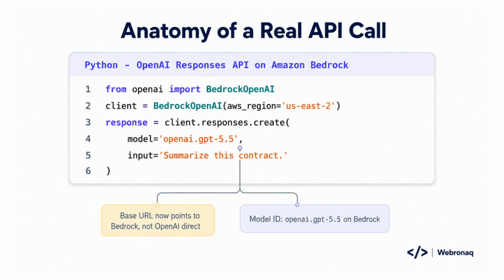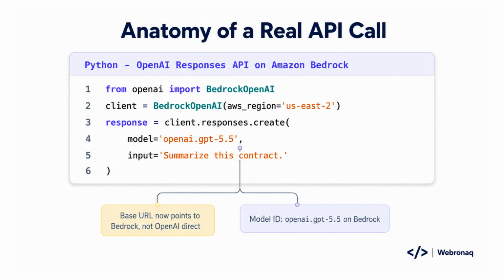Here is the interesting part. Let's look at actual code calling GPT 5.5 on Amazon Bedrock today. You import Bedrock OpenAI from the OpenAI Python SDK. You create a client, pointing it at the AWS region US East 2. That one line is the magic. The constructor sets the base URL to Bedrock's endpoint instead of OpenAI's own servers. Then you call client.responses.create, pass the model ID openai.gpt-5.5, and send your input text. That is the entire API call.